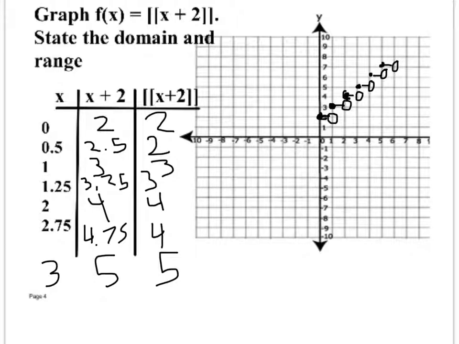Okay, if I put a negative, let's go with negative 1. What's negative 1 plus 2? 1. What's the greatest integer of 1? So at negative 1, it's going to be a closed circle at 1, right? So an open circle at 0. So do I have to keep filling out a table, or could I just graph it? Once you figure out the first couple points, then you know all of them. Now I'm not going to make you do the entire graph, but do most of it.